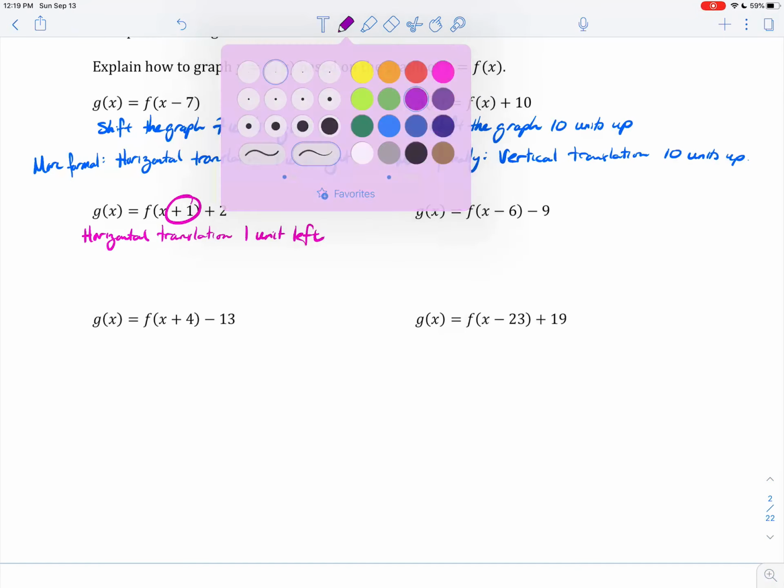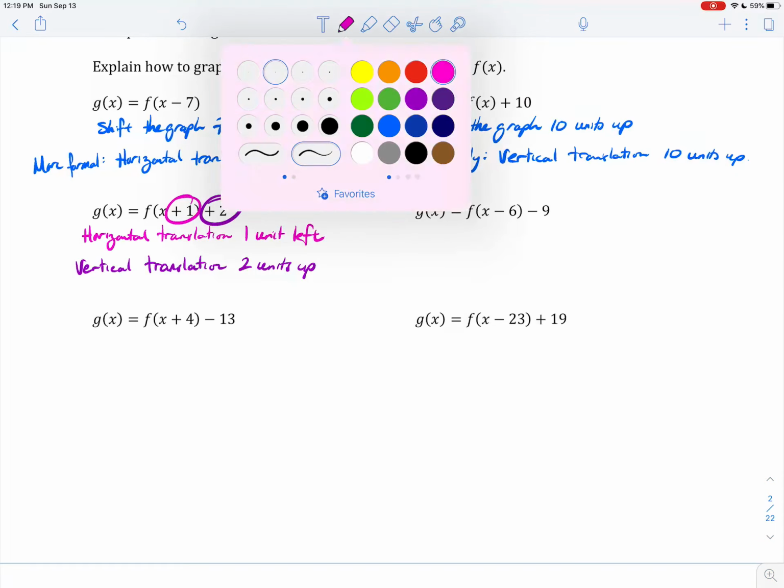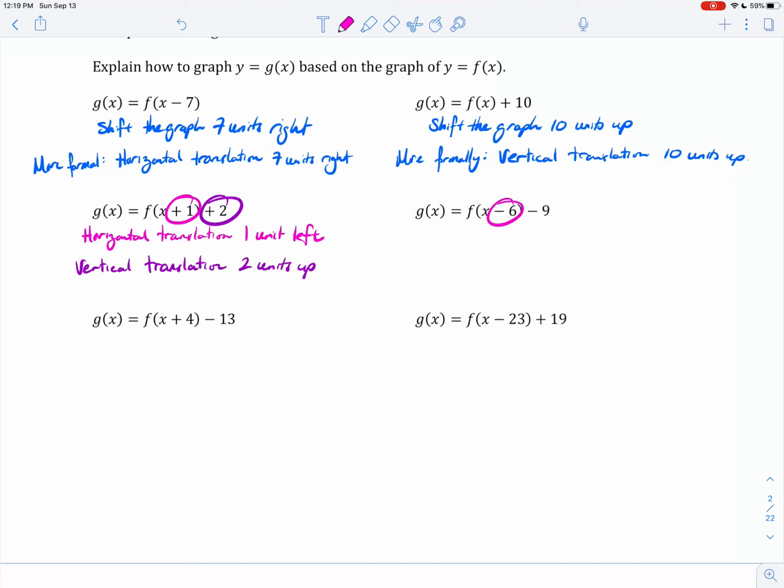And there's another piece here. That thing says that there's a vertical translation. This f of x minus 6 business. Well, if it's minus 6, we must be moving to the right. How many units? That'd be 6.